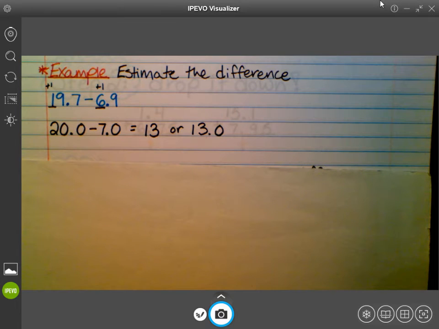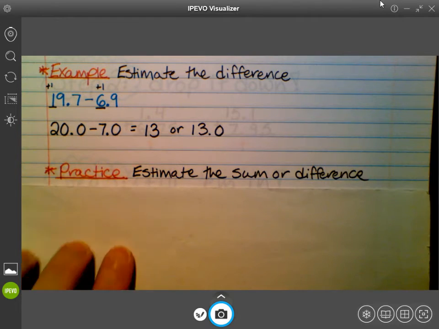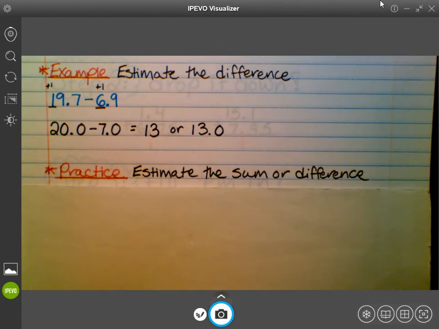Does it make sense how we estimate with decimals? Okay. So anytime you are estimating with decimals, you round to that largest place value, the place value all the way to the left of your number. We are going to do some practice problems. So practice. Estimate the sum or difference.